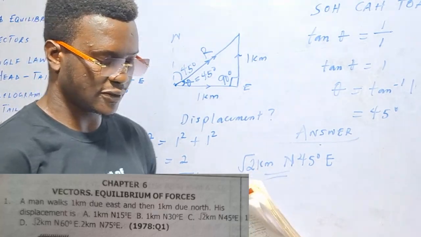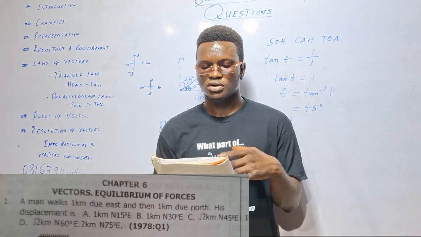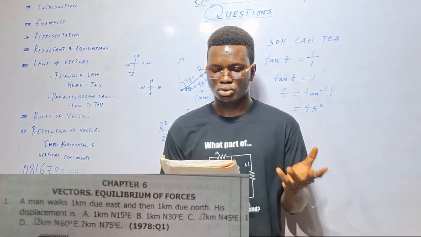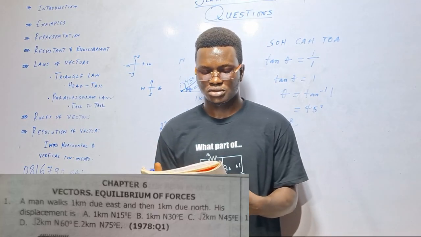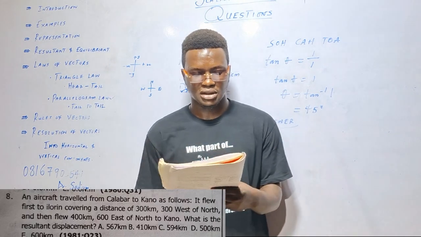That's my final answer. So if you look at that, option A says 1 kilometer north 15 degrees, B, 1 kilometer north 30 degrees, C, root 2 kilometer north 45 degrees east, and that is my right answer. So the answer is C. Number 8. Let's look at this number 8, the next question.